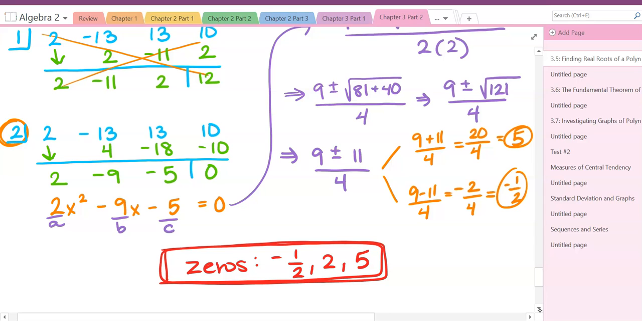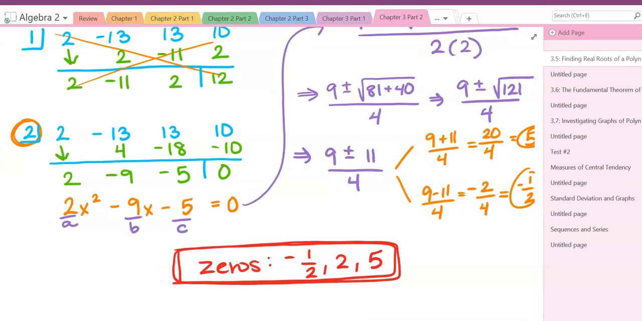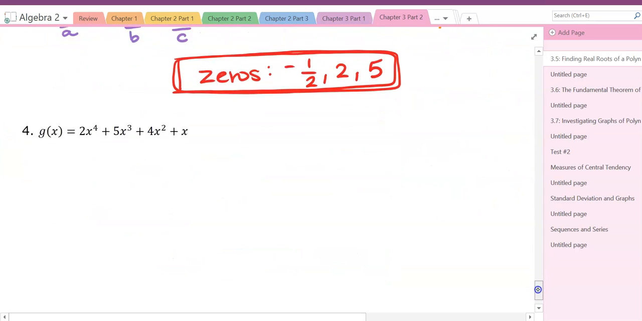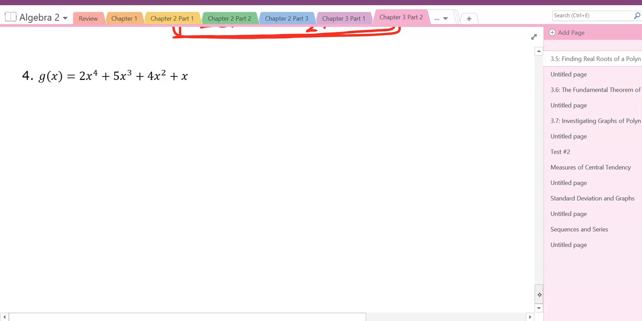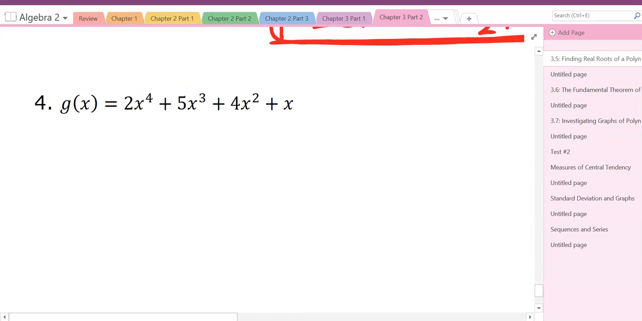There was one, like yesterday on that worksheet that you did for homework, there was one that had 4. So they do happen. And this last one that we're going to do is to the 4th power. So that means that there should be 4 zeros that we can find here.